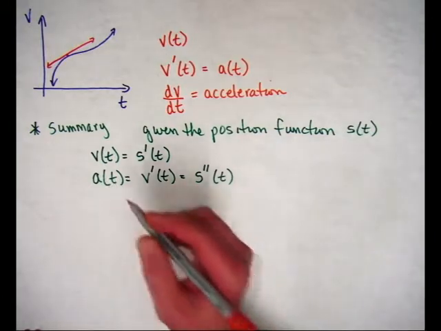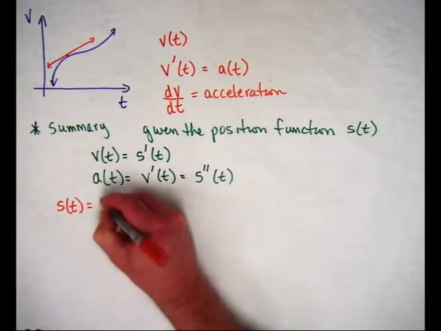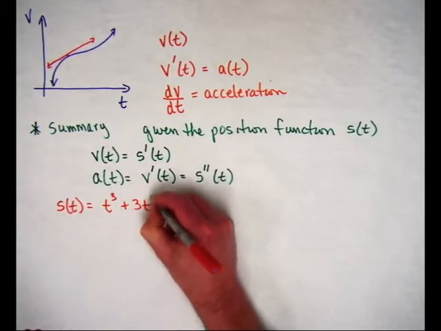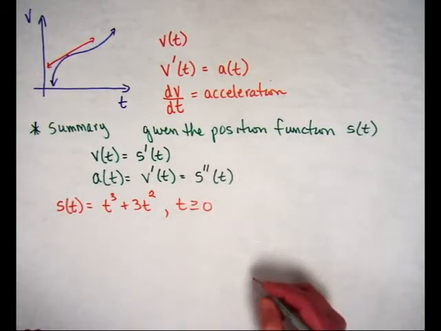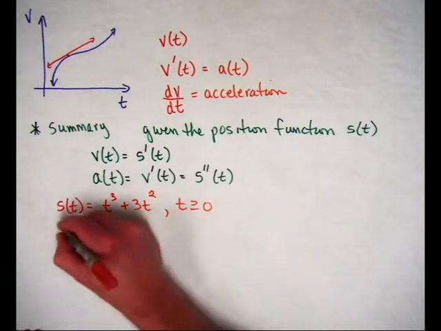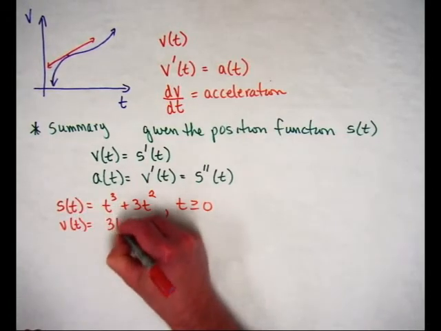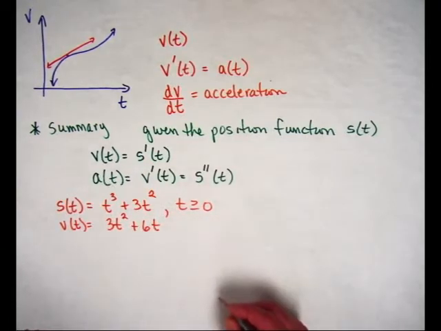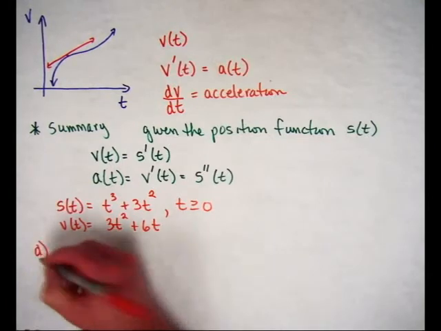So if we go back to the example that we were looking at a few moments ago, you may recall we had an example where the position of an object s of t was given by t cubed plus 3t squared, where t was greater than or equal to 0. And we had determined that the velocity function v of t would just be the derivative, 3t squared plus 6t. Well, now we could ask ourselves a question. I think the next question was D.